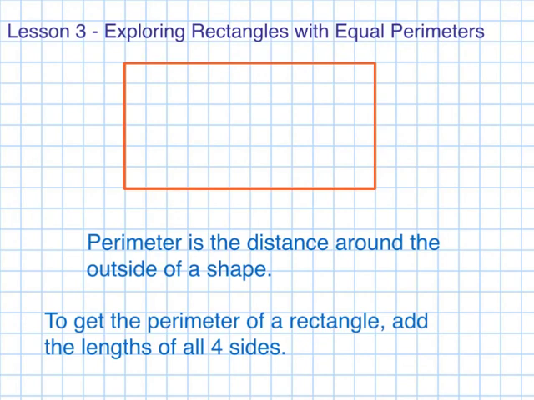To get the perimeter of a rectangle, you add all the lengths of all four sides. So here's one side, second side, third side, and the fourth side.